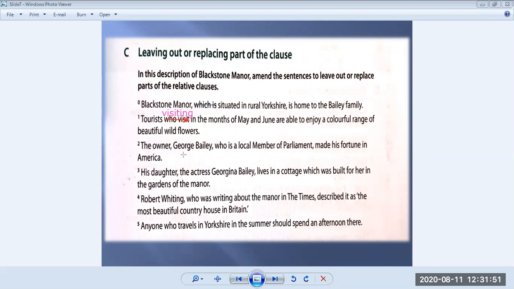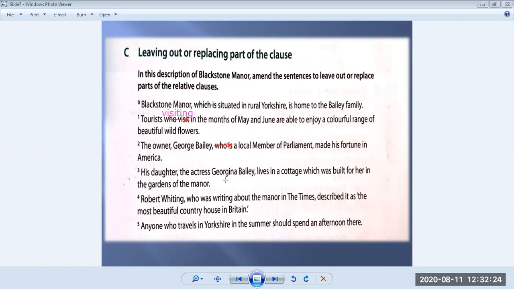So next one, the owner, George Bailey, who is a local member of parliament, made his fortune in America. The owner, George Bailey. And then in this case, we don't need to say "who is" again over here, because it is not necessary. George Bailey, a local member of parliament, made his fortune in America. That means the owner made his fortune in America.